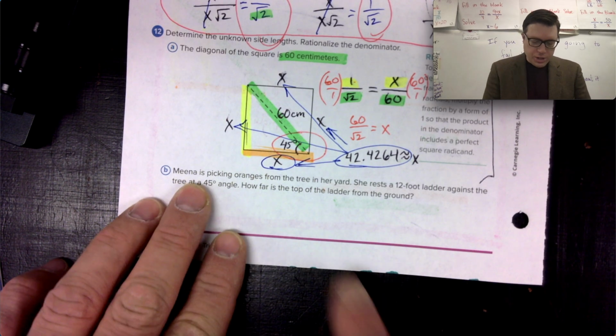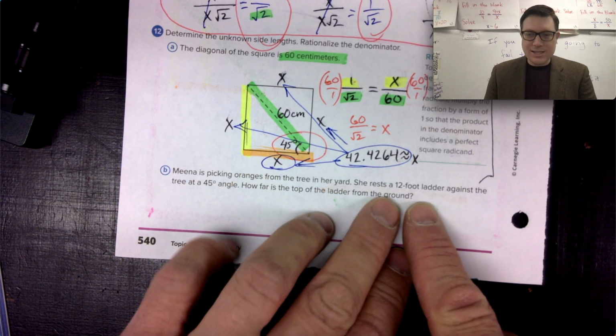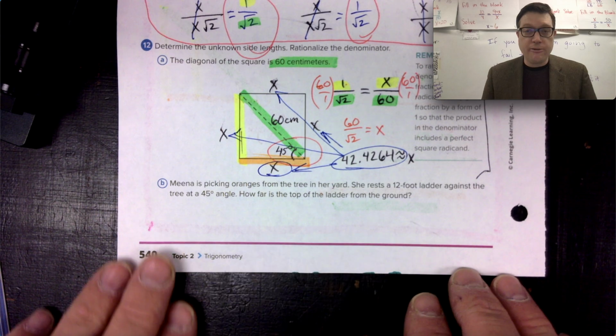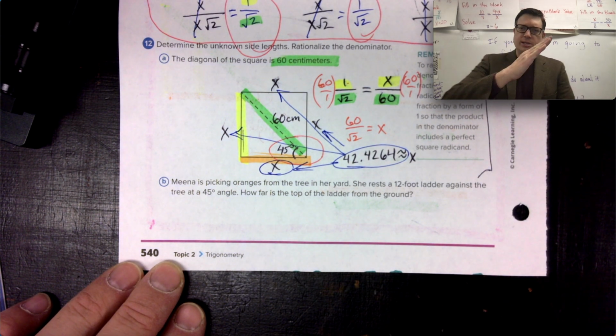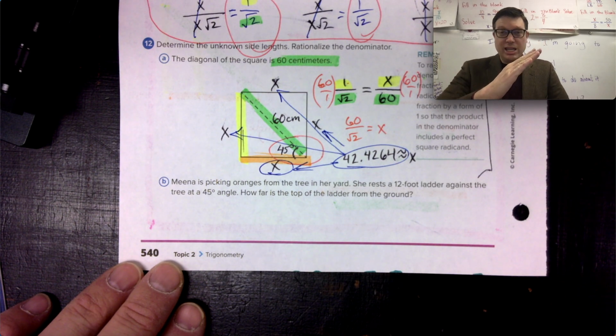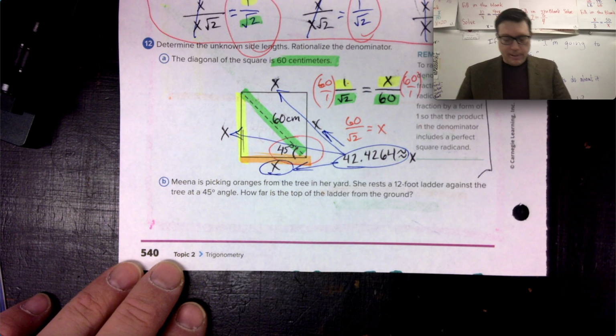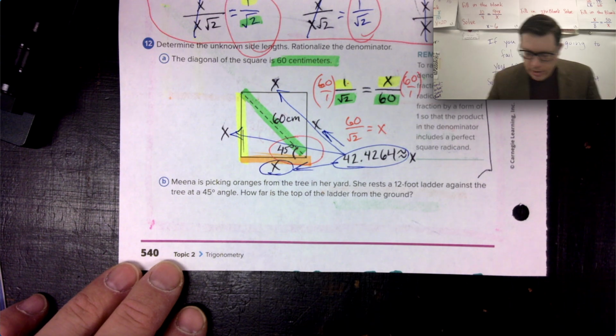Mina is picking oranges from the tree in her yard. She rests a 12-foot ladder against the tree at a 45-degree angle. By the way, don't rest a ladder at 45 degrees. That's really like laying the ladder down. The ladder needs to be up higher. But anyway, math.